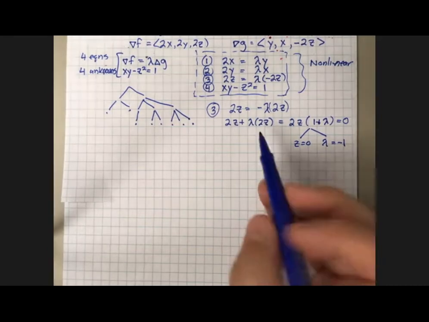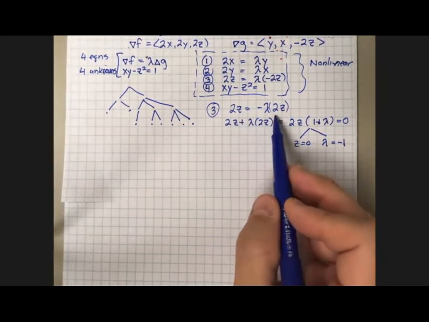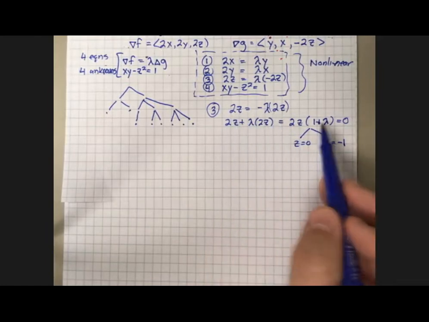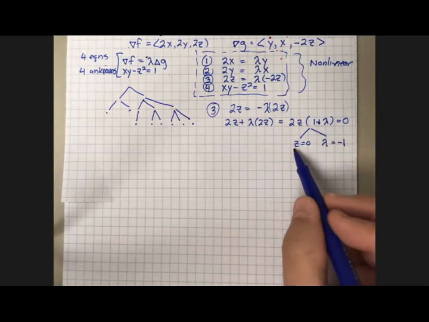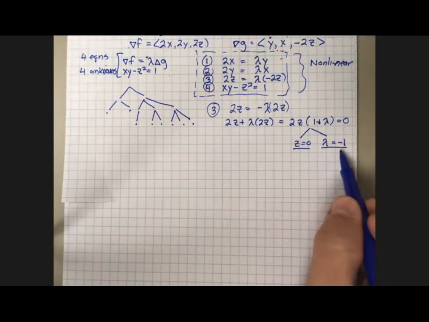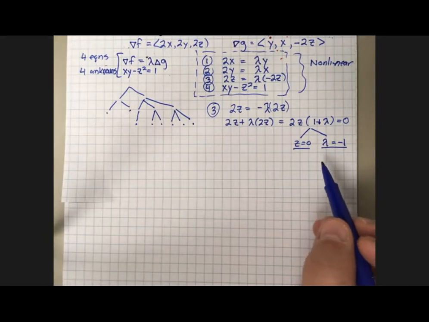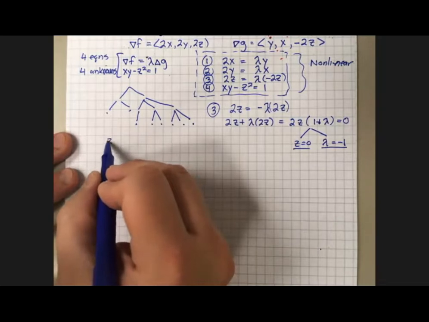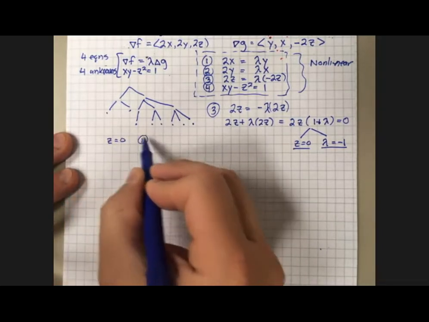But because the z was convenient to me right here, I'm going to look at equation three. I'm going to factor out the 2z, and these will be my first two cases. Either z is 0 or lambda is minus 1. So now I've got to pursue these to their logical conclusions. Let's say what happens if z is 0. And the first equation is unchanged.